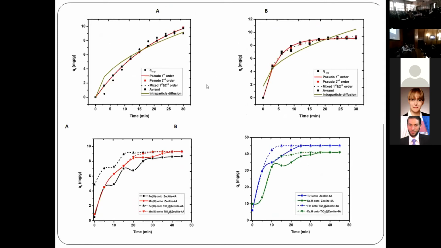This helps the RO system or nanofiltration system to work continuously without stopping. Also, the theoretical modeling for this adsorption process shows that the adsorption is a chemisorption reaction depending on the complexation formation with metal in the feed water.